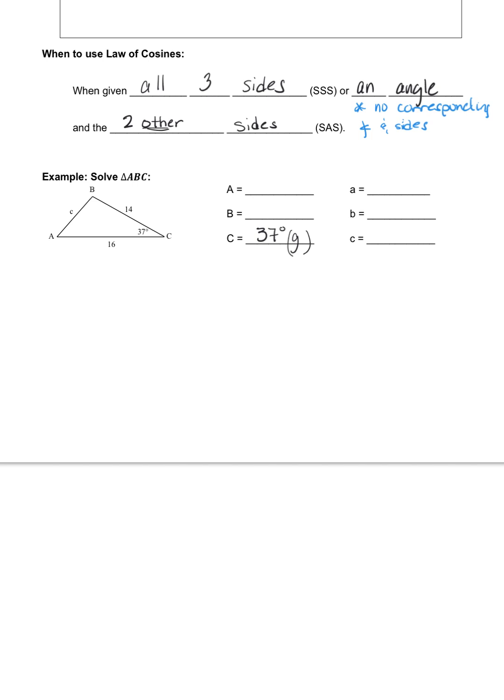We have side A. Well, side A has to be here because it's across from the angle A. And then B would be here, so this is your little b. We are given little a to be 14, and then we're given b to be 16. And we don't know c. So let's find the other missing parts.